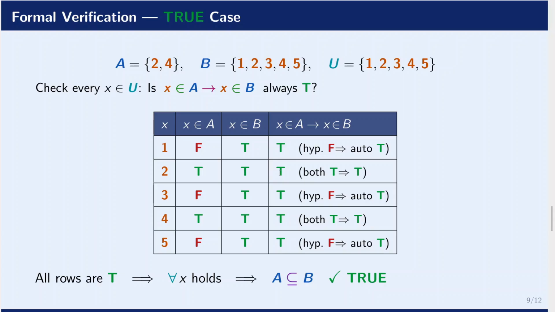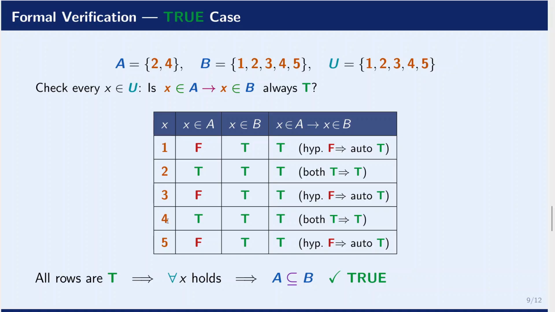For the third row, X equals 3, 3 does not belong to A, making the hypothesis false. 3 belongs to B, making the conclusion true. A false hypothesis once again makes the overall statement auto-true.